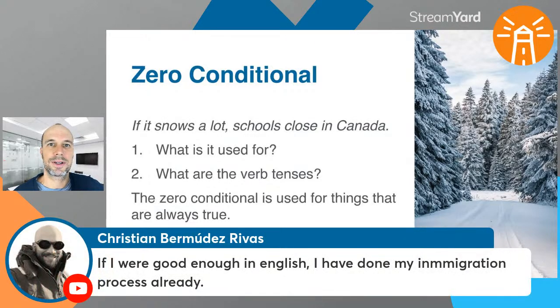Okay, Viviana, that's great. "If I were good enough in English, I have done my immigration process." Ooh, not quite, Christian. So this is an unreal situation. Does that make sense? A real situation is something that is already true, like if I speak English, people understand me, right? That's something that is already true now, not something that could maybe possibly be true in the future. It's tricky. Don't worry, we'll get more practice as we go.